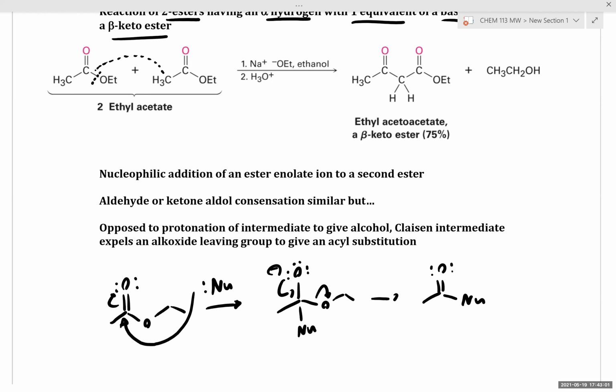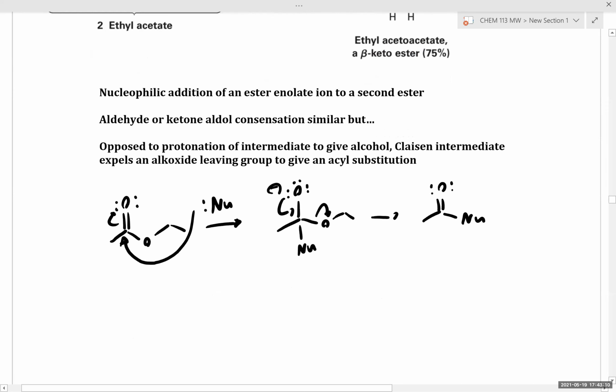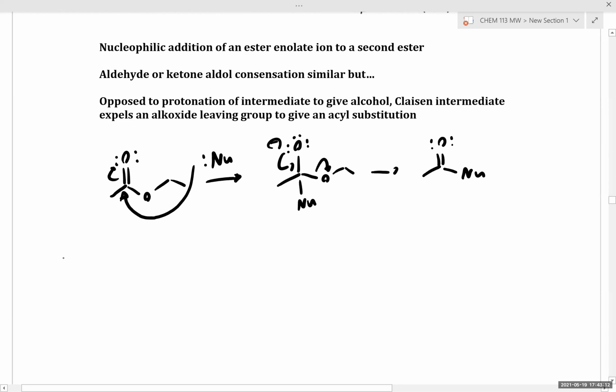We've seen this in the Fischer esterification. We've seen this in hydrolysis, aminolysis. So we've seen this before, right? The only thing that changes, for the Claisen condensation, is that the nucleophile is going to be an ester-derived enolate. That's the only thing that changes.